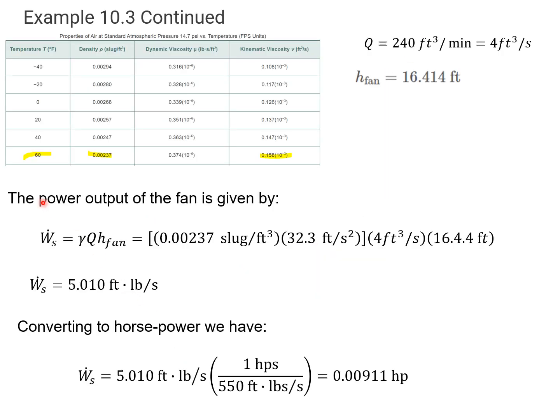So finally, we can calculate the power output of the fan. It's given by the following equation, gamma Q times H of the fan. So gamma, we looked up in Appendix A, it's the density, 0.00237. This is our g value. So those two together is the gamma. Q we calculated in the previous slide. 240 cubic feet per minute are 4 cubic feet per second. And the H of the fan is 16.414 feet. So there we calculate the power output and convert these to horsepower. We get 0.00911 horsepower.